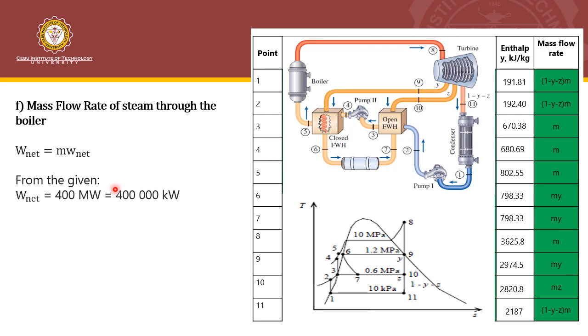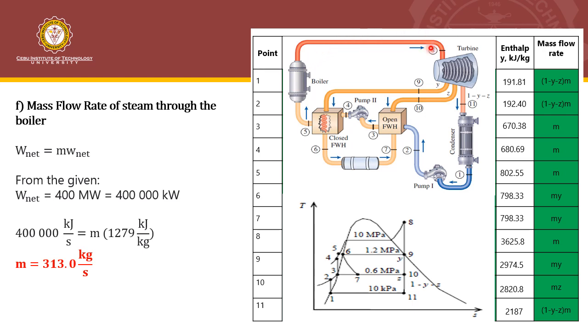So from the given, we know that the power output of this power plant is 400 megawatt, and that is equal to 400,000 kilowatt, or 400,000 kilojoules per second. We know that the work net also is 1,279 kilojoules per kilogram. So we can already solve the mass flow rate of steam through the boiler, and that is 313 kilogram per second. So take note that this mass flow rate represents the mass flow rate of steam flowing through the boiler.